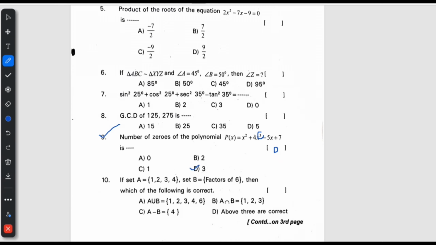Question number 10. If set A is {1, 2, 3, 4} and set B is the factors of 6. Let me write the factors of 6: 1, 2, 3, 6. So these are the factors. Now, which of the following is correct? A union B will be {1, 2, 3, 4, 6}. That is the correct answer. A intersection B is the common elements, {1, 2, 3}, which is correct. A minus B, the elements of A not in B, will be only 4. So we can choose option D, or all three are correct. Now, I can go to the next question.